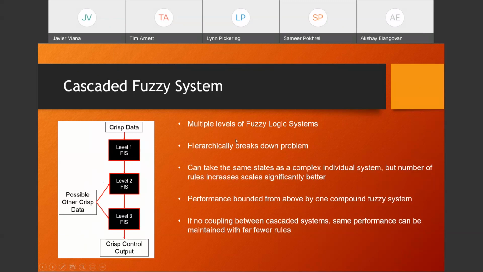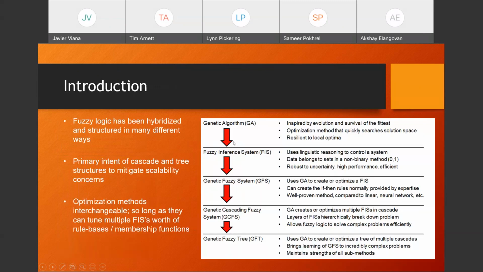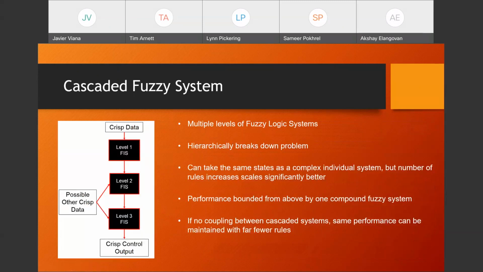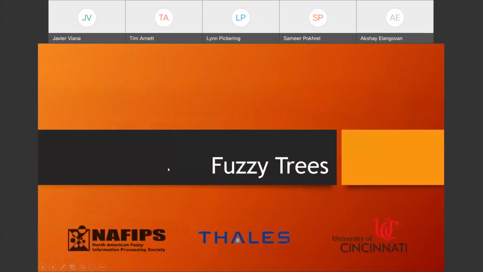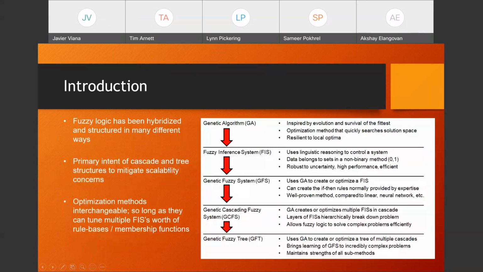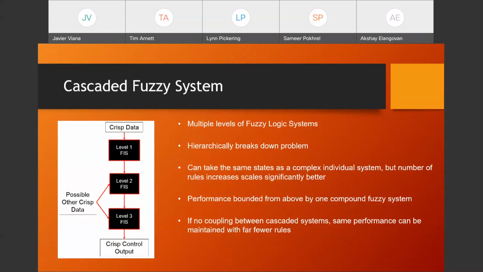So there's multiple levels. It's arranged in a hierarchy, and it can take the same states as a complex individual system, but the number of rules they have to define scales significantly better because each one of these FISs is only taking in a subset of the overall state information, the overall input data. It's not taking in all of it.